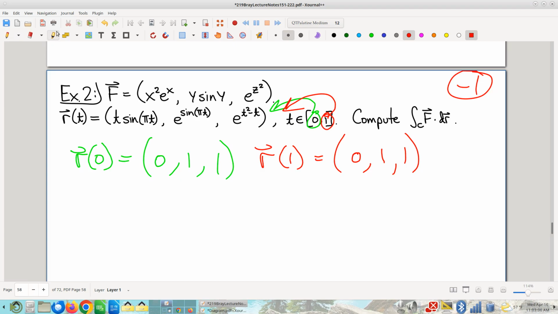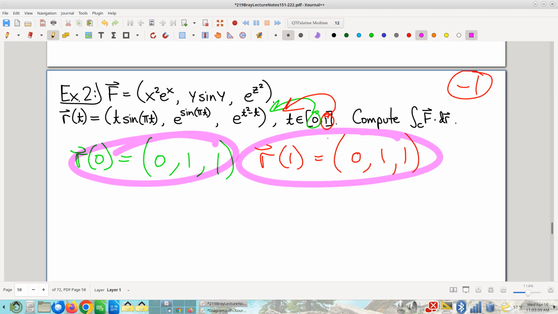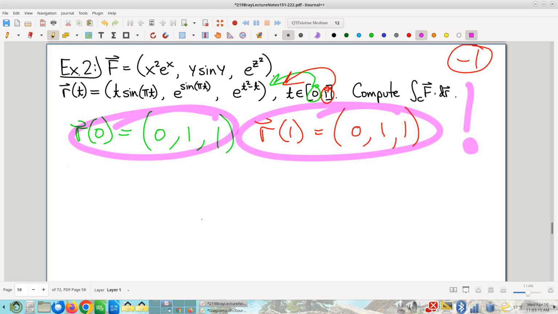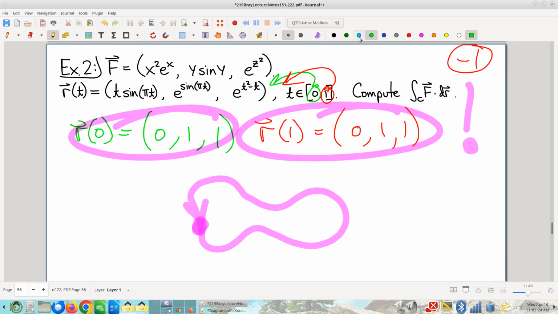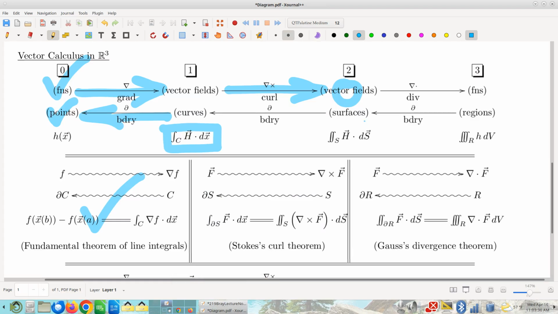So check it out. Here's the cool thing. What we have here is that the starting point and the ending point are the same point. And if you interpret that geometrically, what does that mean? It means I start at some point, and then I come around and end at that same point. That means it's a closed curve. That means that it is a boundary of some surface. That means there is an anti-boundary surface, and that means Stokes' curl theorem is on the table too. So you take your pick of whichever one of these you like the best.